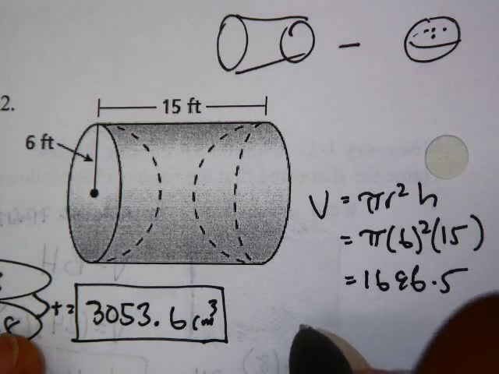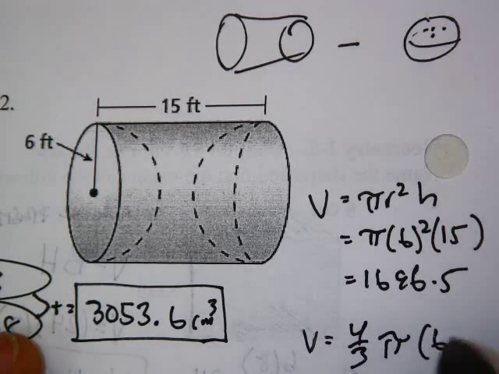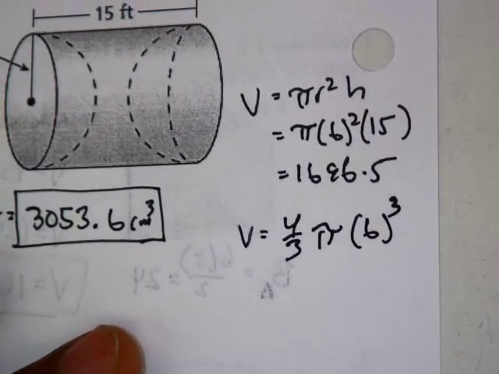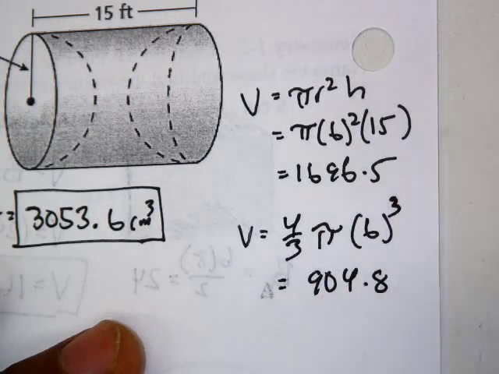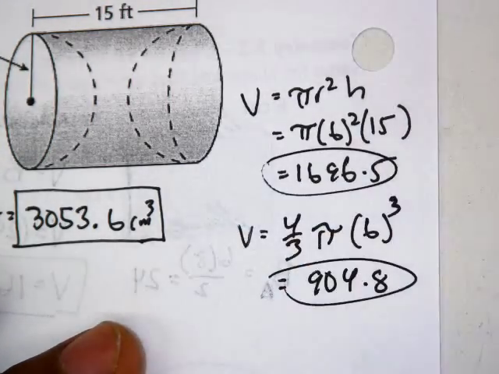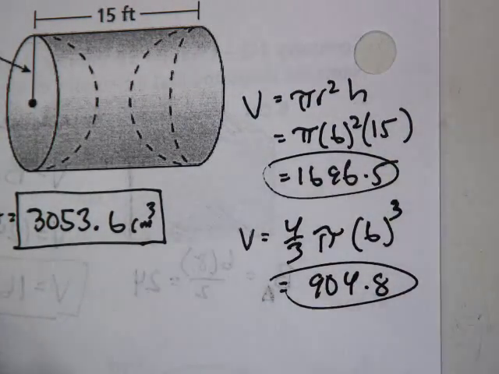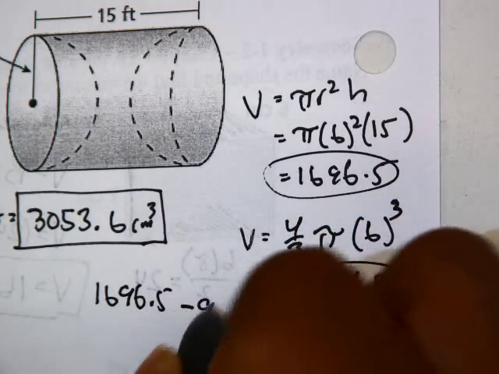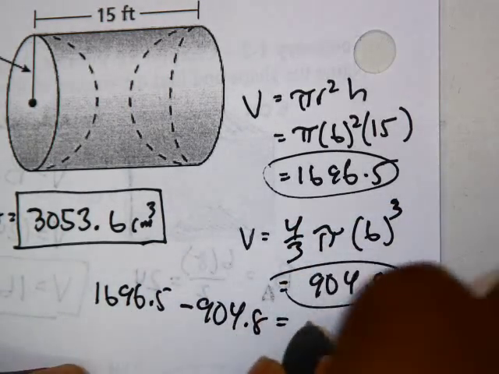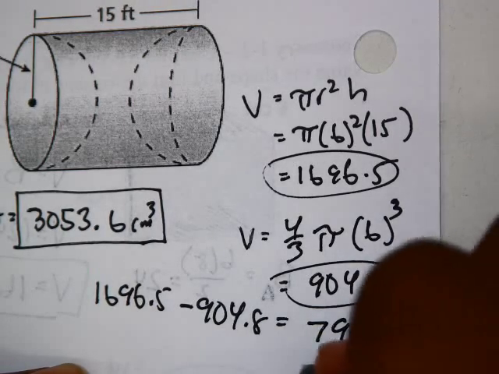Then I need to find the volume of the spheres. And that's 4/3 pi, and then the radius is 6 cubed. And that gives me 904.8. Those are my two results. And since I'm taking the hemispheres out of the cylinder, I subtract my two results. I'll take 1696.5, subtract 904.8, and get 791.7 feet cubed.